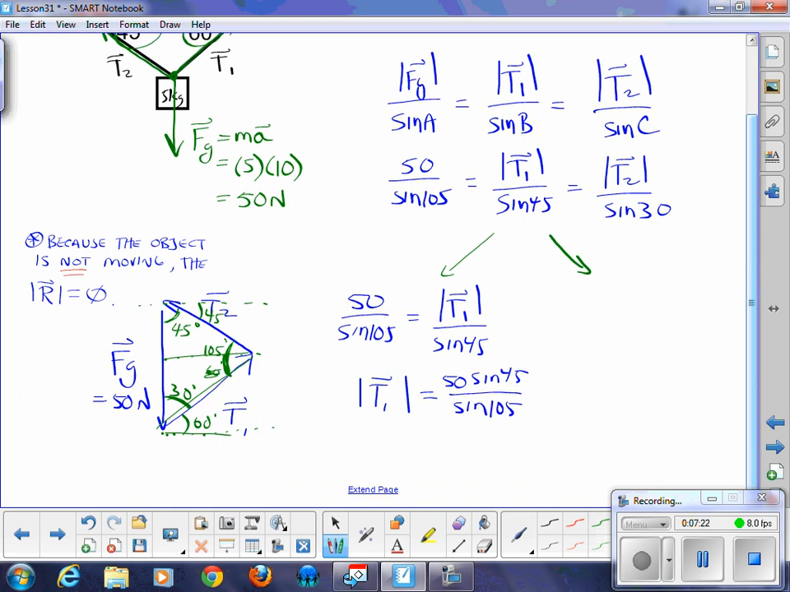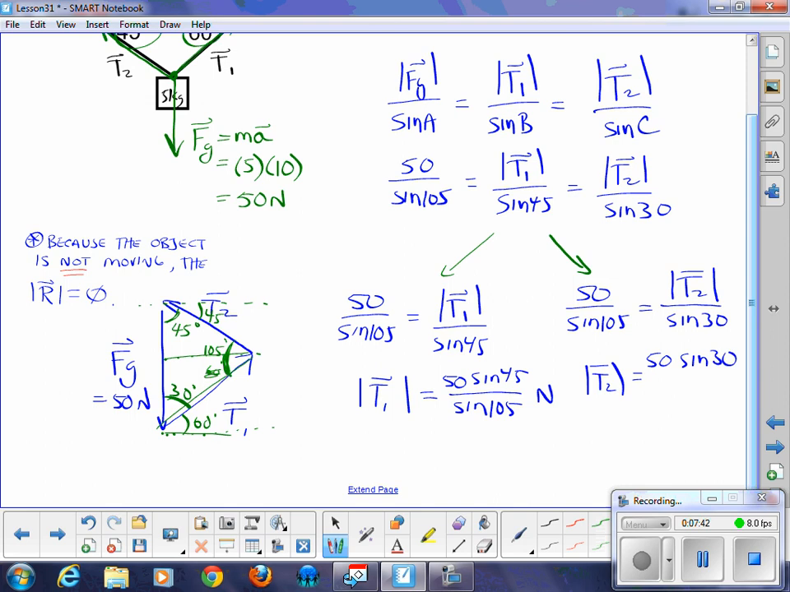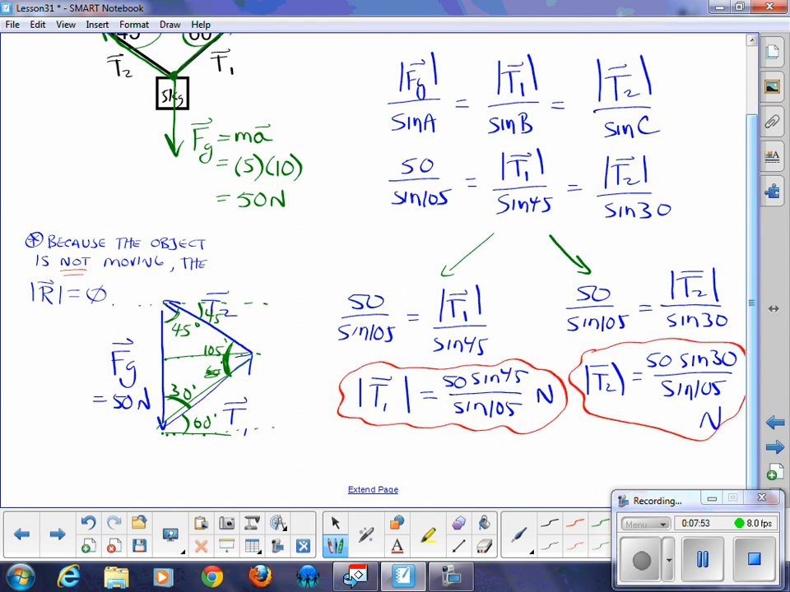So I'm just going to leave it in that form. You can actually go ahead and calculate it, but that is the answer right there. And the other one, sine 105 equals T2 over sine 30. So tension 2 is equal to 50 sine 30, also over sine 105. And that would be in newtons. So there's your two answers. There is the tension in the first cable, and there's the tension in the second cable.